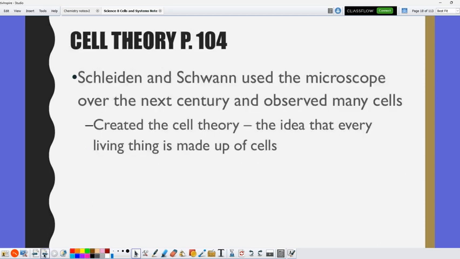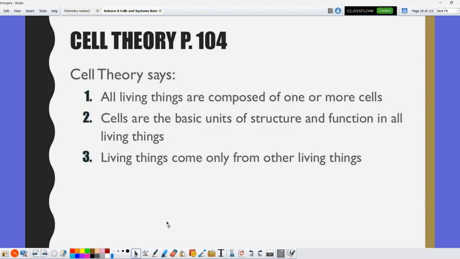Schleiden and Schwann used the microscope over the next century and observed many cells. They created the cell theory, the idea that everything is made up of cells, and there are 3 things that cell theory says. All living things are composed of 1 or more cells. Cells are the basic unit of structure and function in all living things, and living things can only come from other living things.